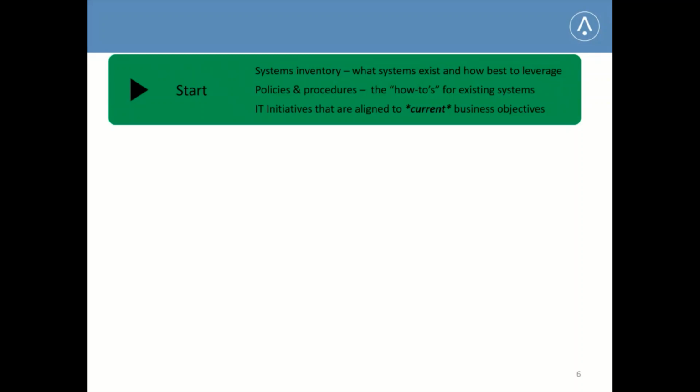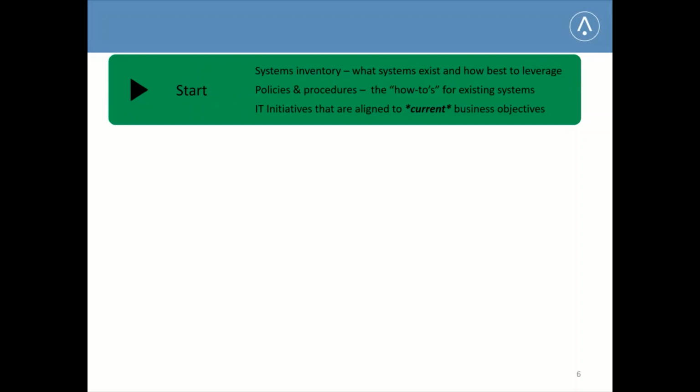to come alongside. And this third item, IT initiatives that are aligned to current business objectives. I highlight the word current because as we were looking at Q1, even for Elevate's business, now we're heading into Q2, well, the game has changed. And so those previous business objectives, it's important not to cling to those at all costs, but really look at what are our current business objectives?